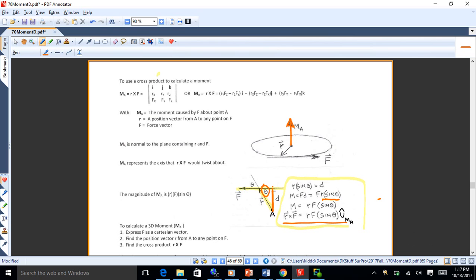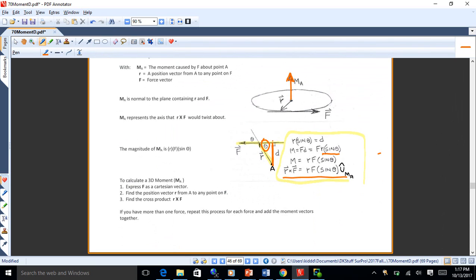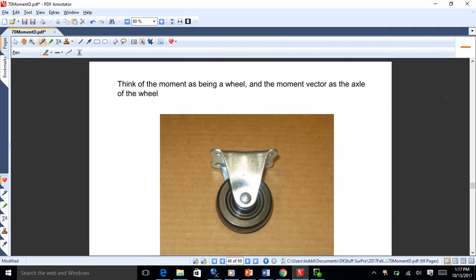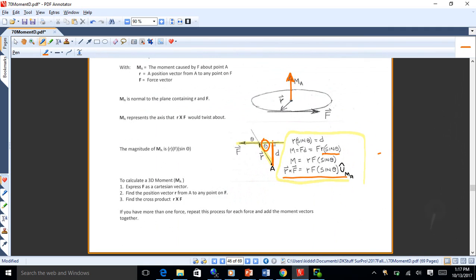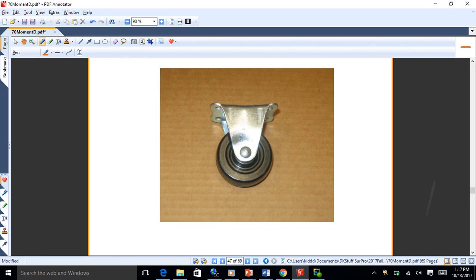So there you go. So we good with that? Good to go? So if you take r cross f, you'll get a 3D moment vector. Keep in mind that a moment vector is normal to the plane in which the moment occurs. Think of the moment as being a wheel. Think of the moment vector as the axle of the wheel. That's what a moment vector defines.